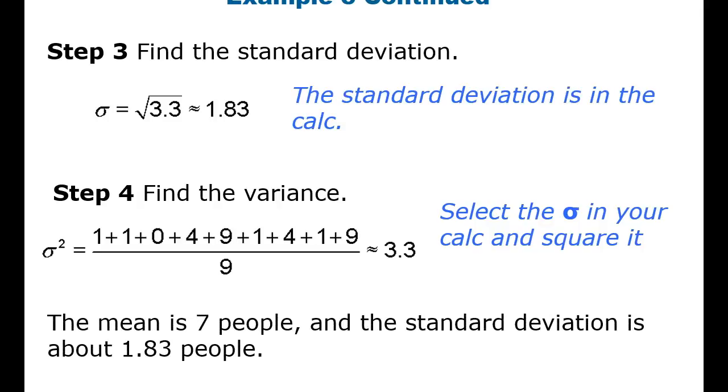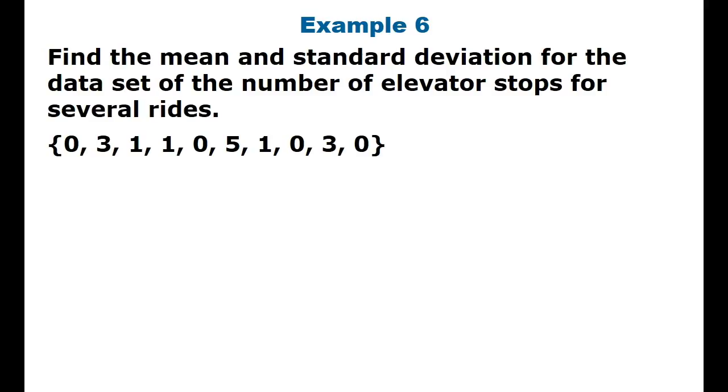So here the mean is 7 people, and the standard deviation, or the average distance from the mean, is about 1.83 people. Try this one on your own, see how you do.